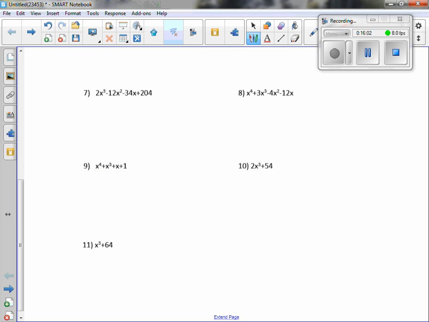Number 8. Again, step 1, always, always, always GCF. In this case, we could factor out an x. All of those terms have an x in it. Four terms. Ask yourself, what type of factoring do we use? We use grouping. So when we use grouping, again, we take the first two terms at a time, and we're going to find its GCF. In this case, the GCF is x squared, and that leaves you with x plus 3.